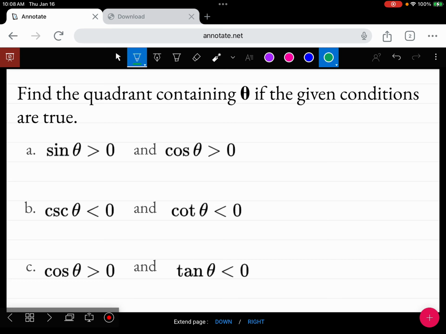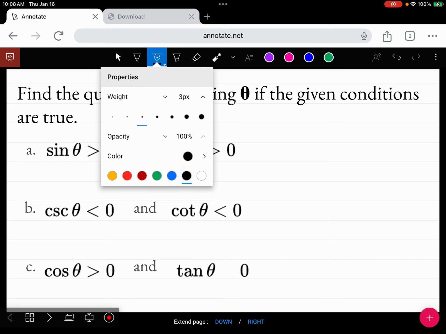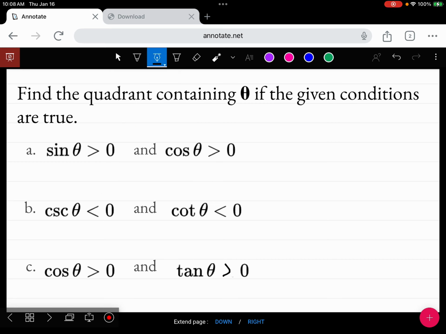I'm going to change one of them real quick. Tangent is going to be positive. All right, switching that one. Okay, so we're asked to figure out which quadrant is going to contain the angle that has these trig function values. So it's looking at our positives versus our negatives.